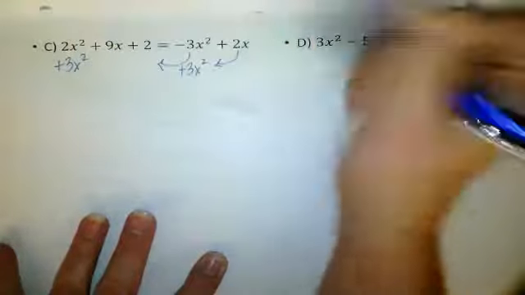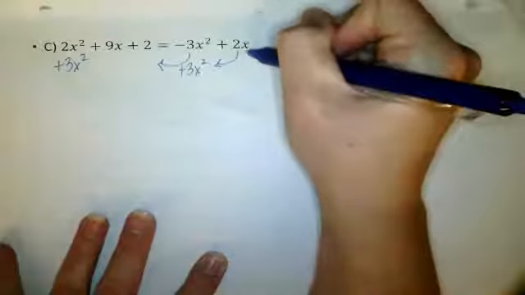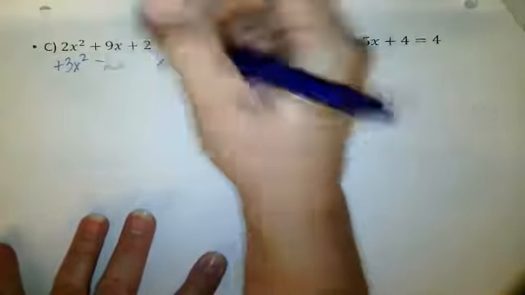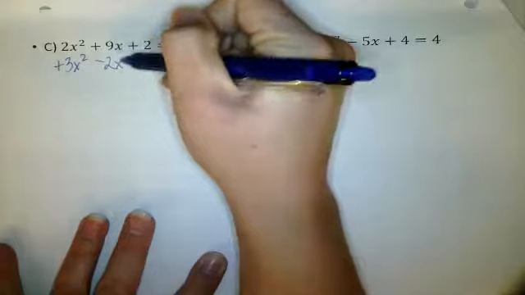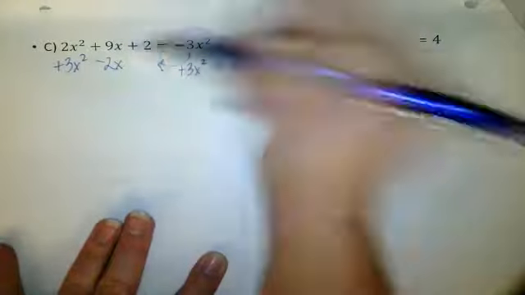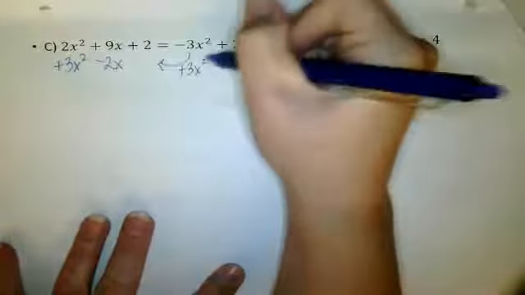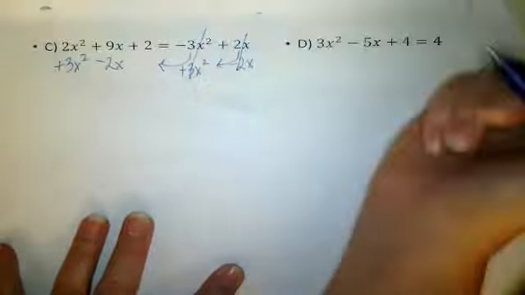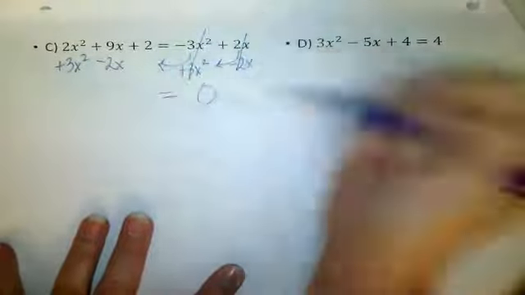All right. How do I move the 2x? Subtract 2x. Subtract 2x. And again, I'm lining it up because it's x to the first power. That's its like term. So I have negative 3x squared and positive 3x squared is 0. Positive 2x and negative 2x is 0. So I have a big giant 0 on the right.